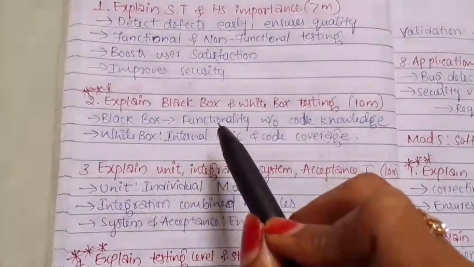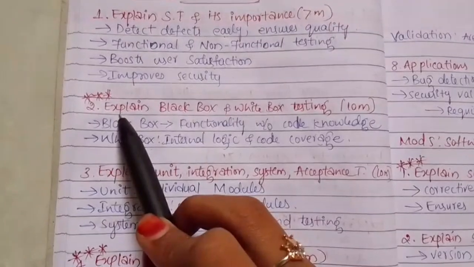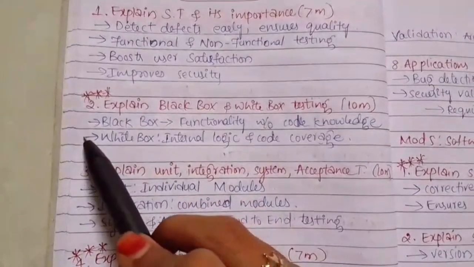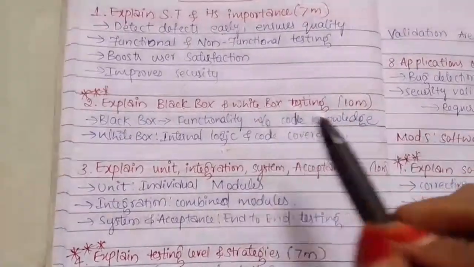You have to explain in detail each black box. For black box you have to write 5 marks. For white box it will be 5 marks. Total 10 marks for this question.